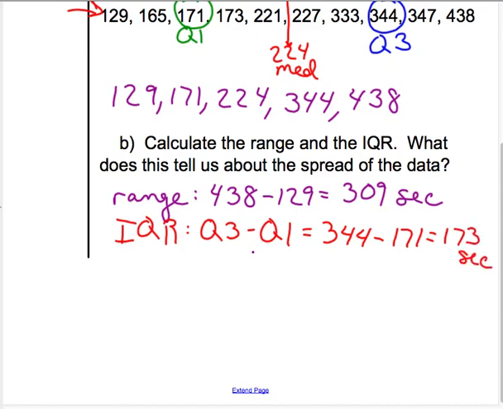In order to interpret the range and the interquartile range, we need to think about what the data means. The data is about song lengths in seconds. Well, 309 seconds doesn't mean a whole lot to me, so I'm going to convert that to minutes. There's 60 seconds in a minute. 6 goes into 30 about 5 times. So this is approximately a 5-minute difference between the longest song and the shortest song. And when you're talking about listening to a song, 5 minutes is a pretty big difference.